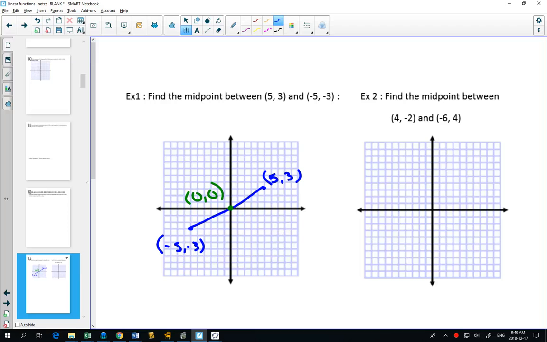If you had 4, negative 2, and remember when labeling points, it's always your x coordinate on your horizontal axis first, and then your y coordinate. And negative 6, 4. Not as easy to see where the midpoint would be.